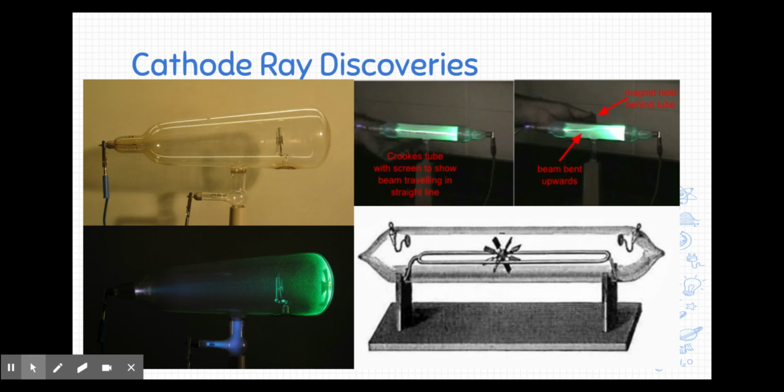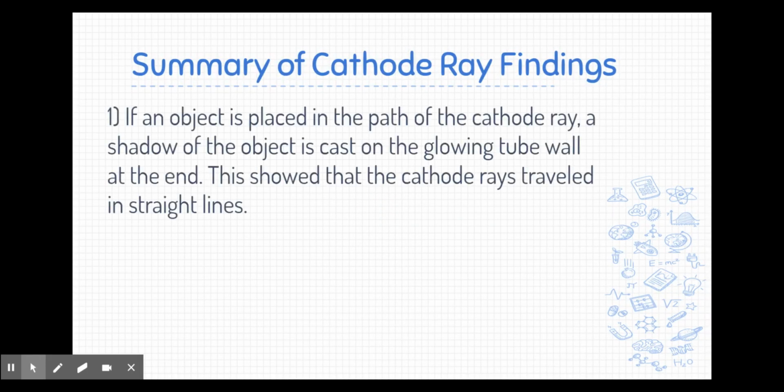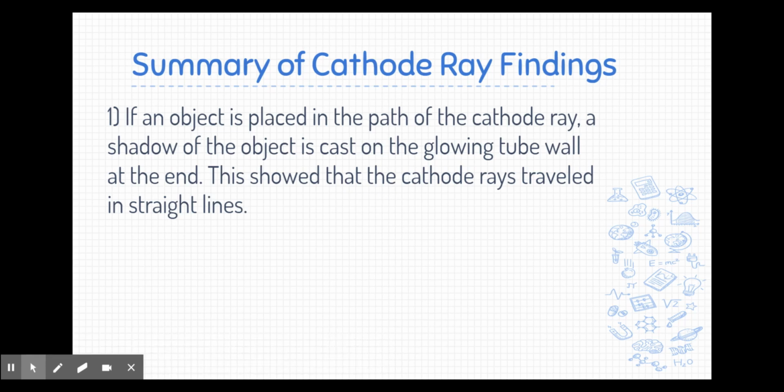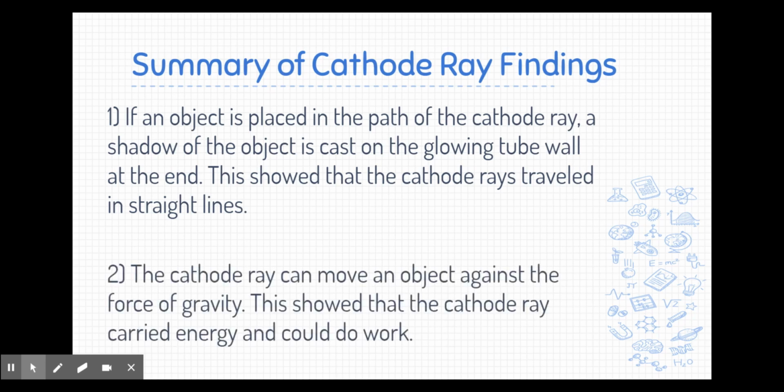So let's summarize these right now. Before I go through these, you'll want to pause the video as you go to make sure you jot down all of these findings because they are important for our learning. So our first idea: cathode rays travel in straight lines because an object would block them and we get the shadow. Second, a cathode ray can move an object against the force of gravity, and this showed that the cathode ray carried energy and could do work.